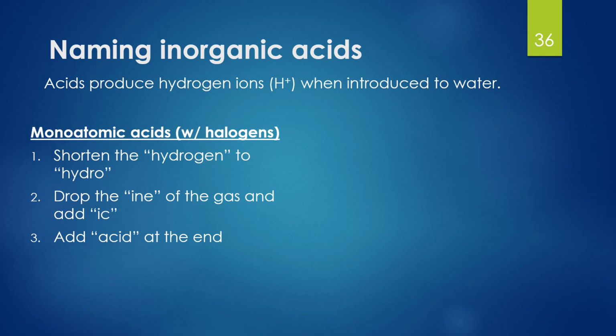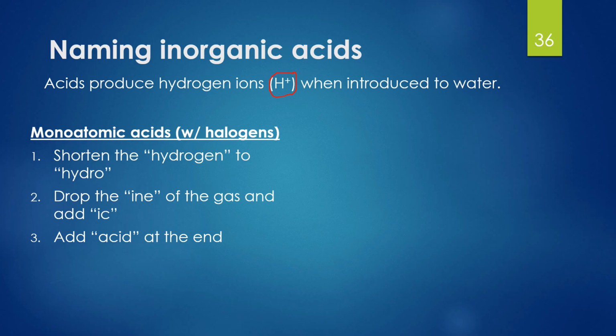So the last thing that we're going to learn how to name is inorganic acids. So acids produce hydrogen ions. So hydrogen ions being hydrogen atoms with a charge, a plus charge more specifically. So they produce H plus ions when they're introduced to water. That's the definition of an inorganic acid.